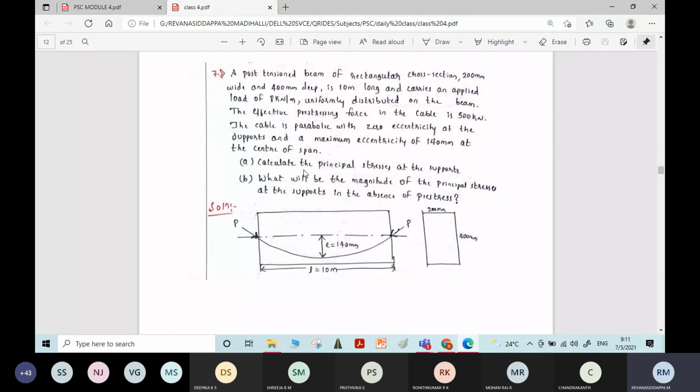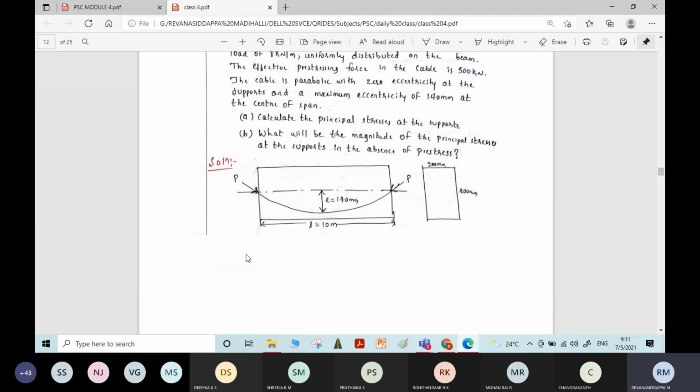It is asked to find principal stresses at the supports, and there is one more question. What will be the magnitude of the principal stresses at the supports in the absence of pre-stress? If pre-stressing is not induced into the beam, then what will be the stresses? That is the question. Okay, we will solve one by one. First question. Before that, you write some given data.